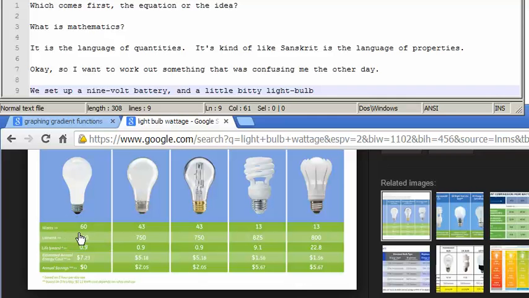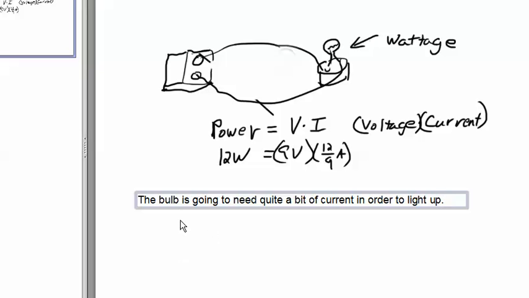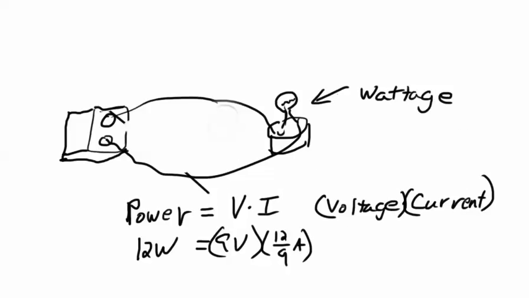Here's some pictures of standard light bulbs, a 60-watt incandescent bulb down to a 13-watt. The point is that the bulb is going to need quite a bit of current in order to light up. This is well over 1 amp here. Okay, but now let's say we stick a 220 ohm resistor over here. By the way, in order for that current to be 12/9 of an amp, that means that resistance is really close to about 1 ohm.